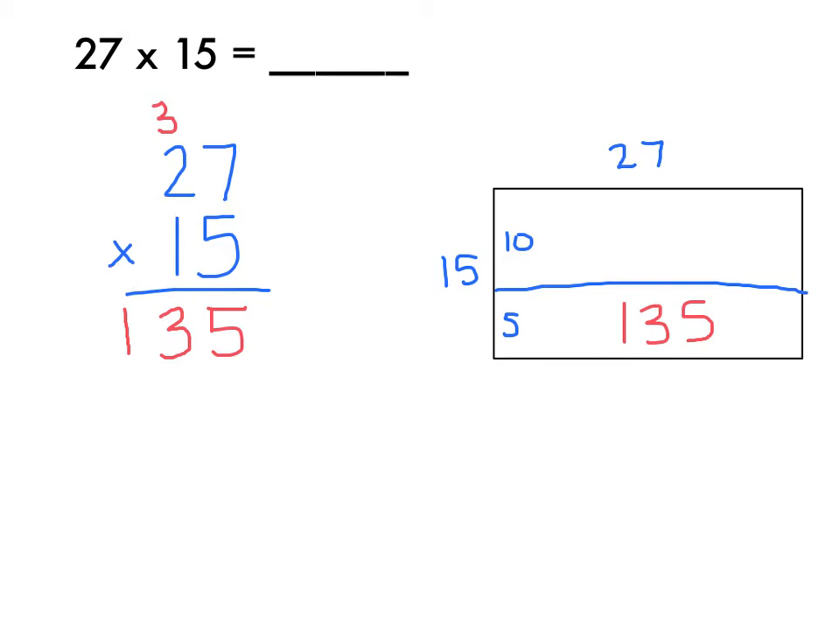Next, I need to move on to 27 times 10. And in order to do that, I need to first put down my placeholder. This shows that I'm moving from the ones place to the tens place. So now I'm going to solve 1 times 7. And even though I know this is a 10, I'm just going to think of it as a 1 right now. And 1 times 7 is 7.